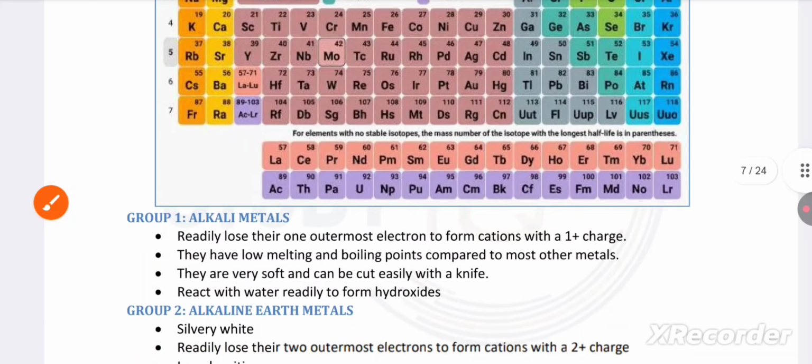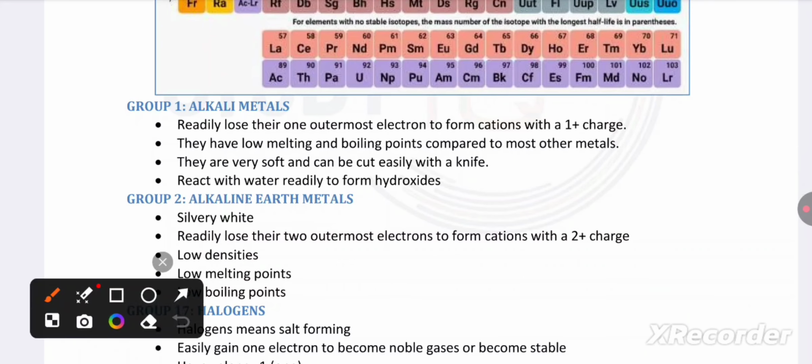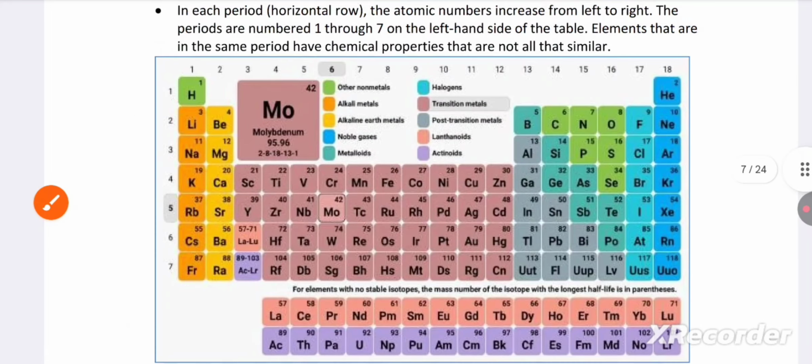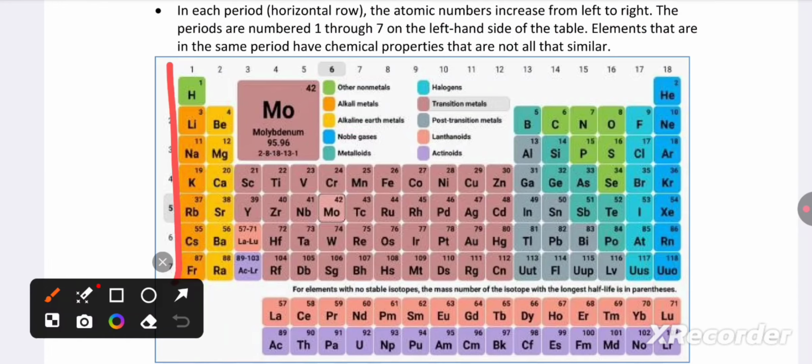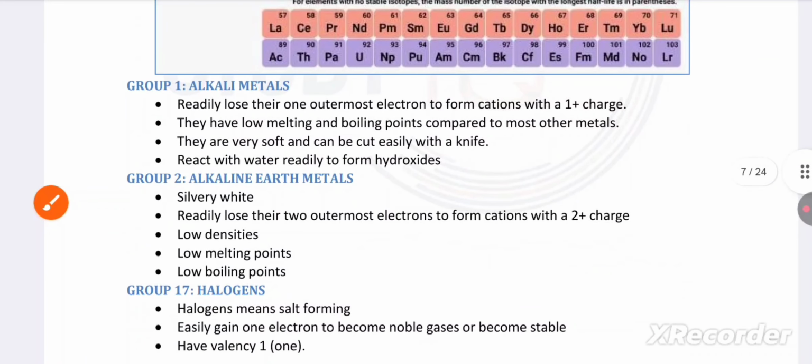They have very low melting and boiling points. We know this is the starting, very basic stage, everything is very weak, that's why they have low melting and boiling points. They are very soft and can be cut easily. We know it is like a baby, a new thing we are just making, very weak and easy to break. They react with water readily to form hydroxide.